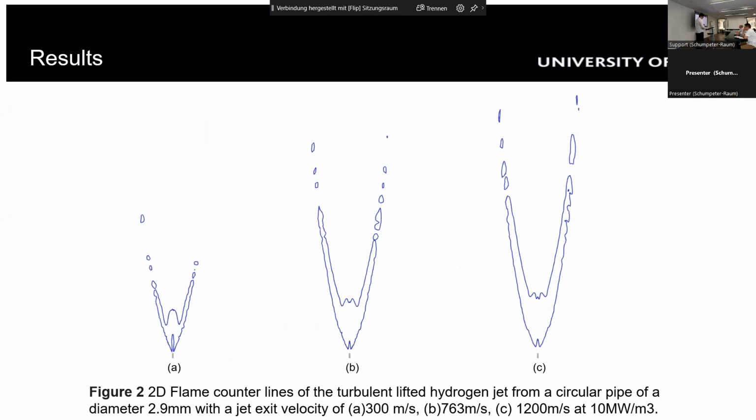As observed, the flame structure varies significantly with changes in velocity. At 300 meters per second, the flame appears relatively compact, whereas at 763 meters per second and 1,200 meters per second, the flame becomes more elongated and dispersed. This indicates that higher jet velocity results in a longer and more diffuse flame, highlighting the direct impact of velocity on flames.